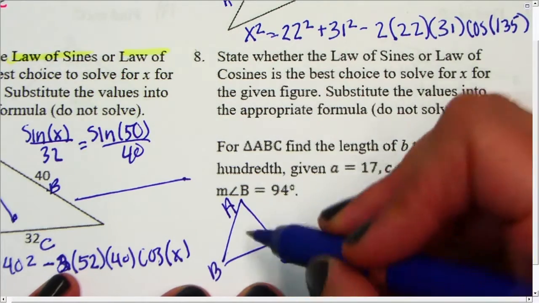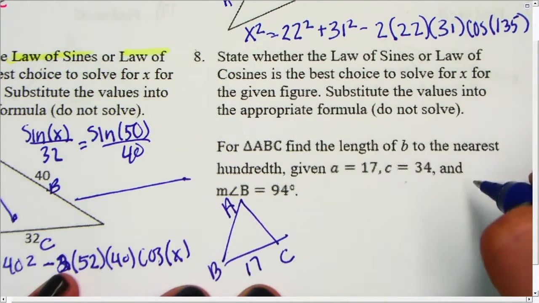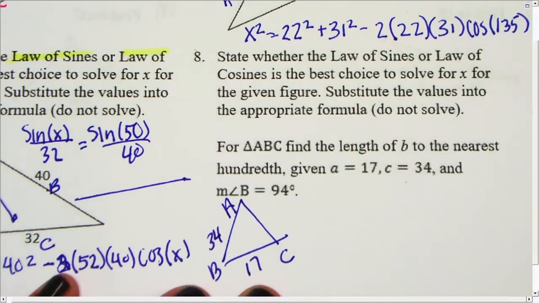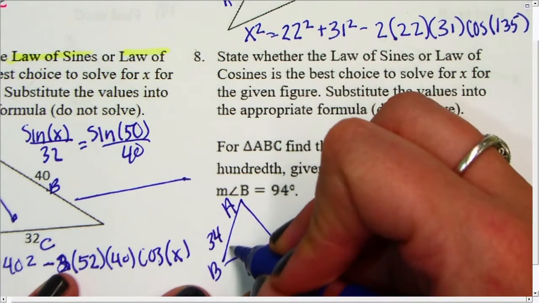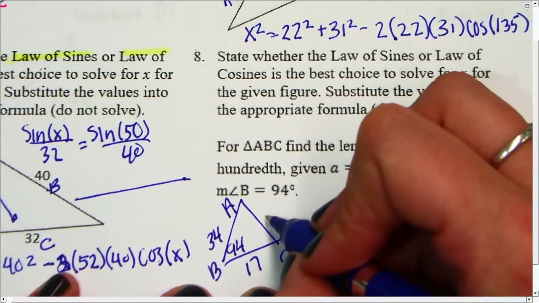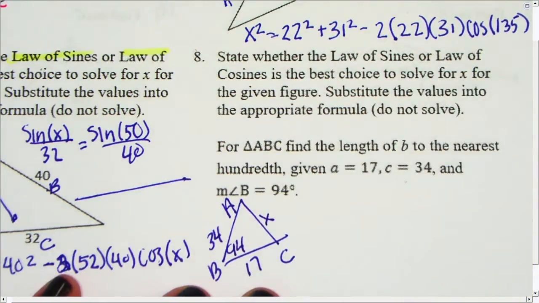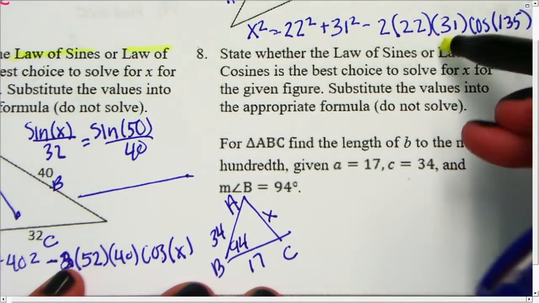Little a is across from big A, so this side is 17. Little c is 34. Big B is 94. We're trying to find the length of little b. So I see 3 sides and 1 angle, so that is the law of cosines.